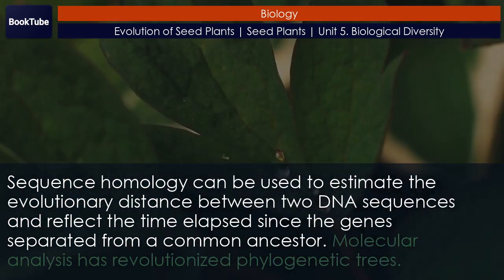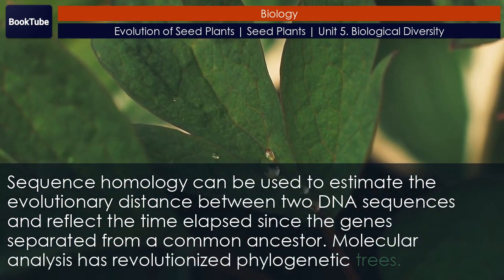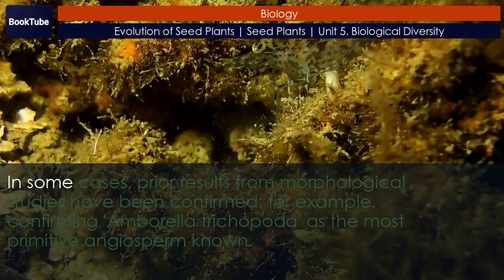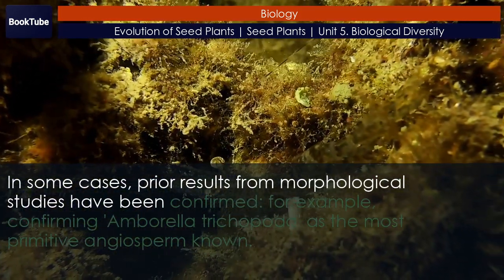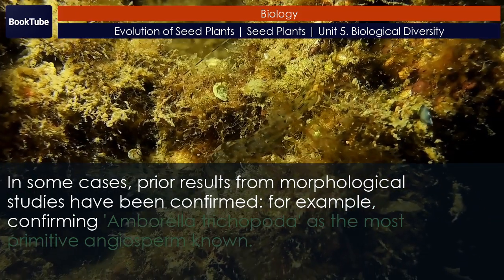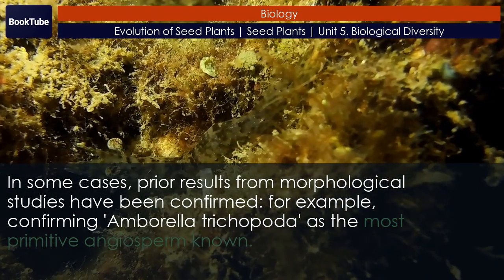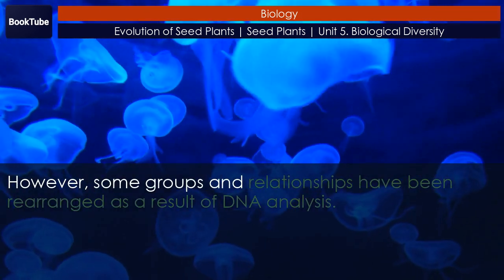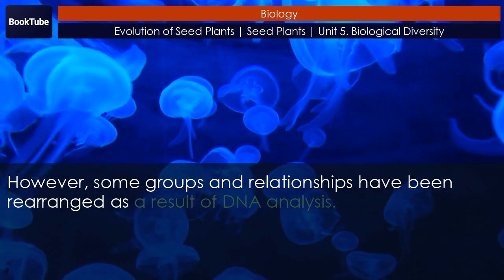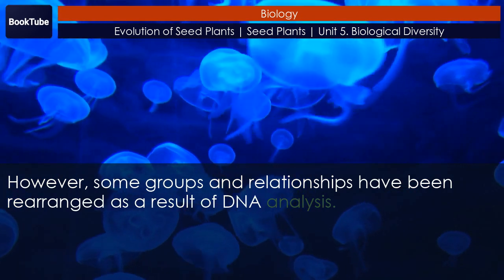Molecular analysis has revolutionized phylogenetic trees. In some cases, prior results from morphological studies have been confirmed. For example, confirming Amborella trichopoda as the most primitive angiosperm known. However, some groups and relationships have been rearranged as a result of DNA analysis.